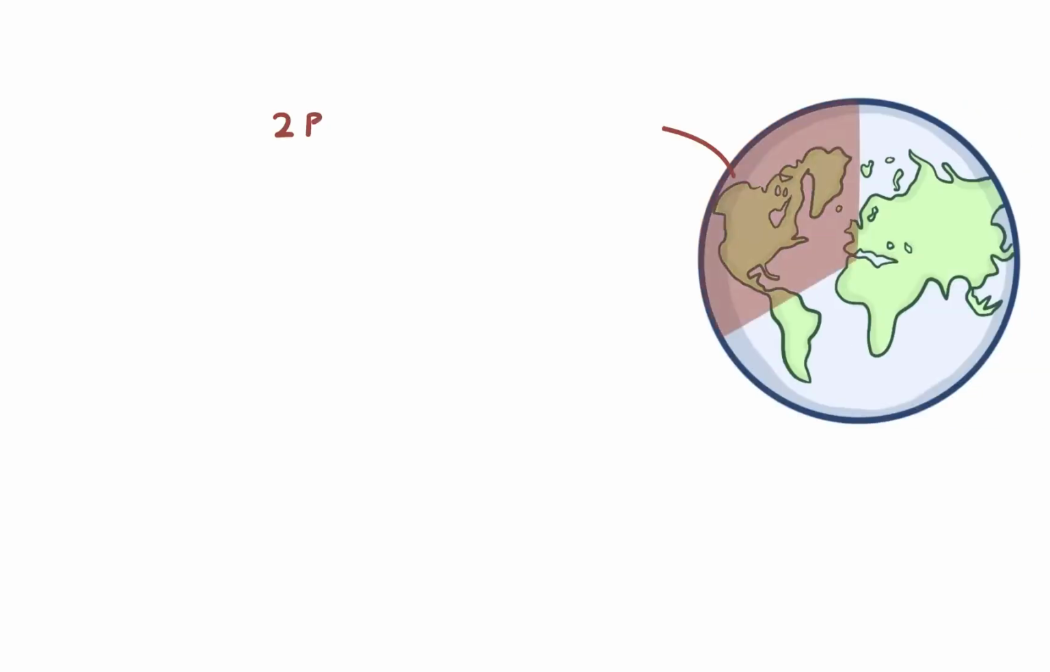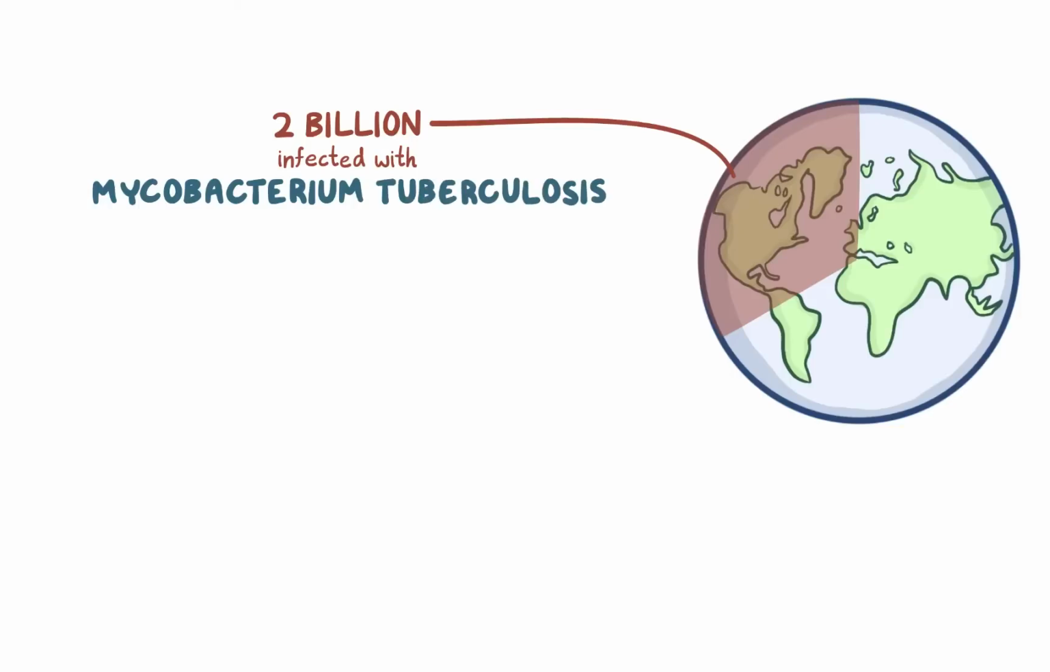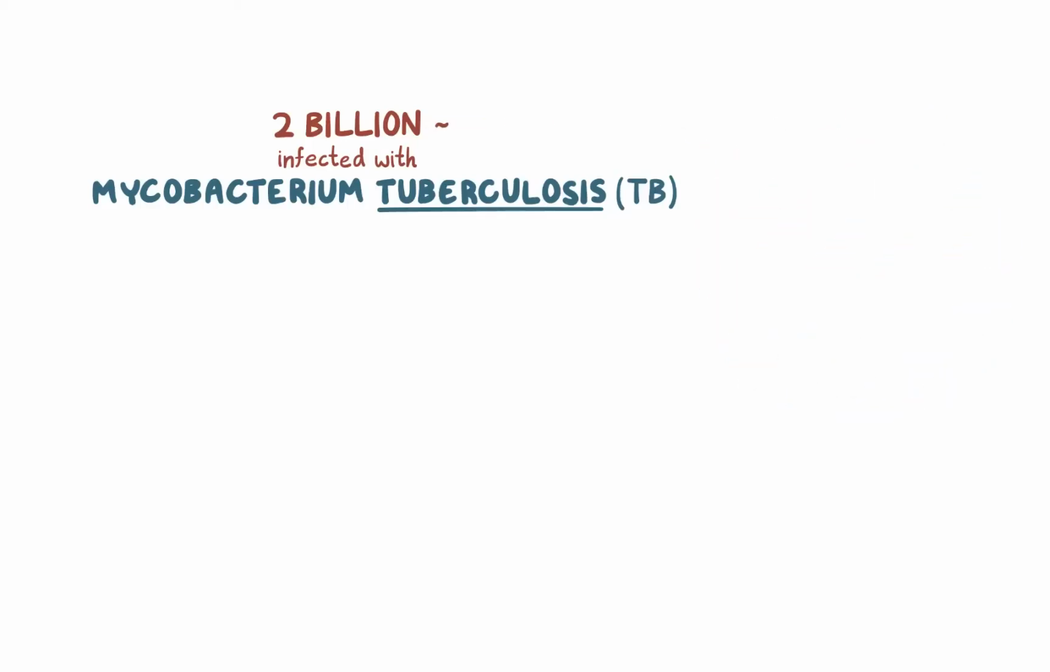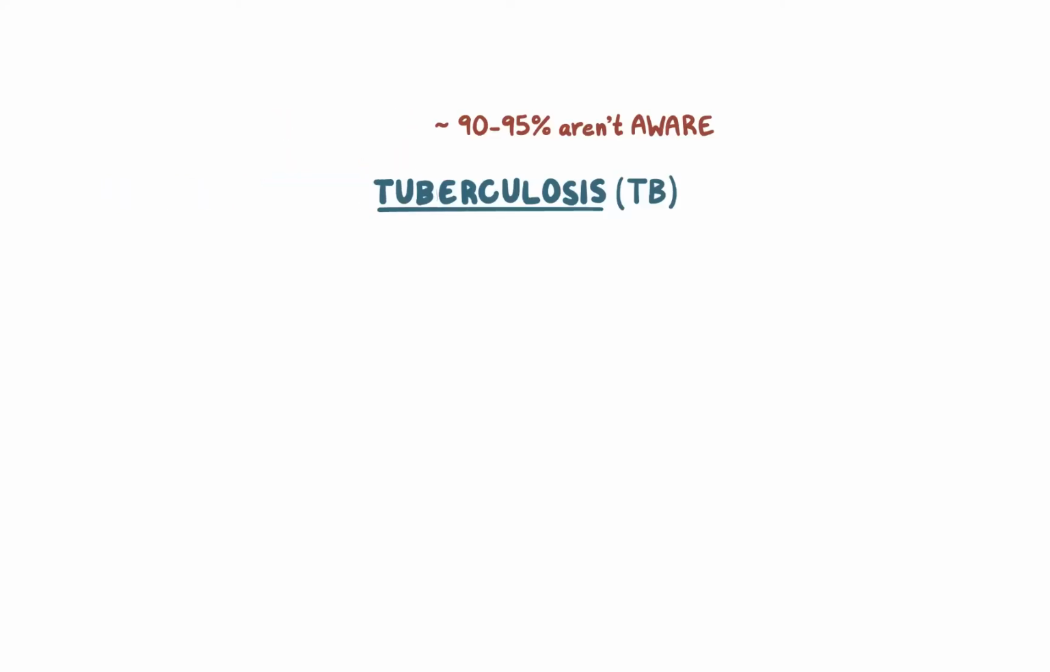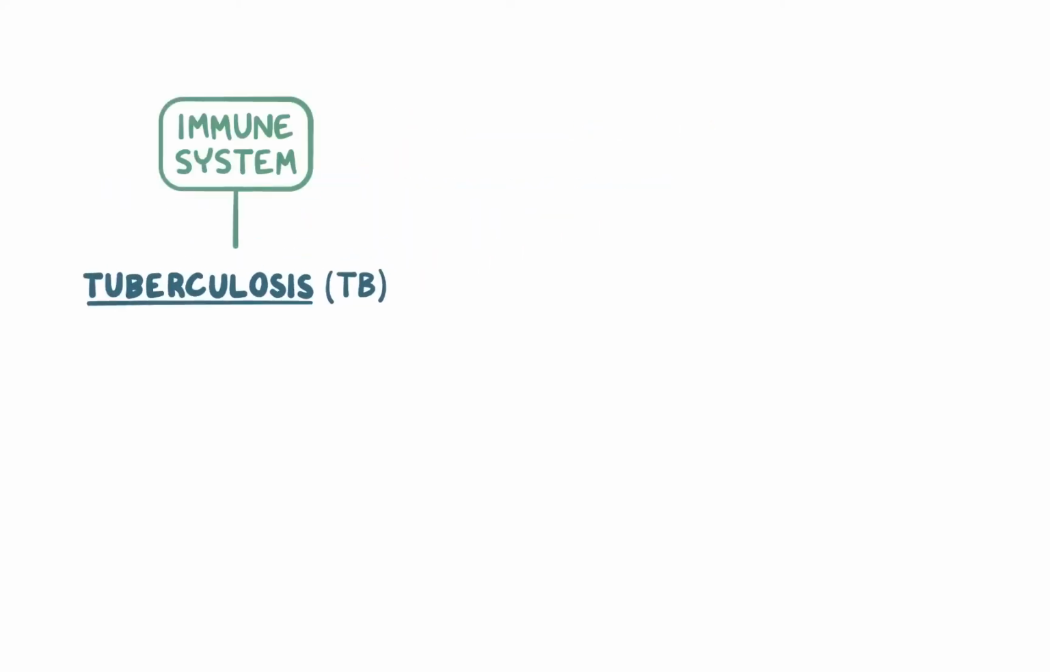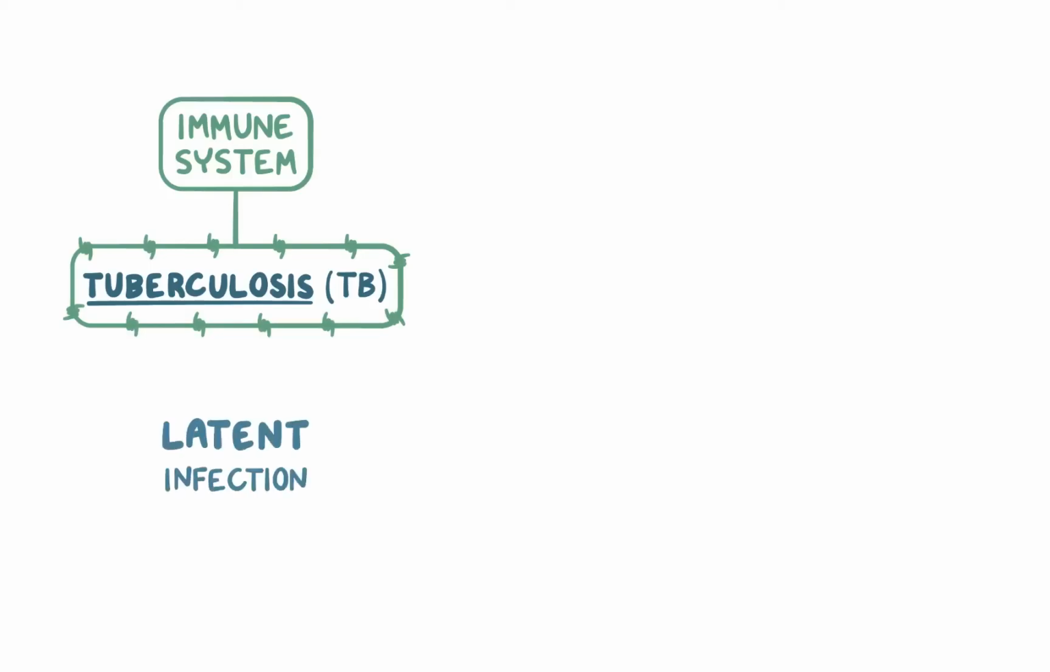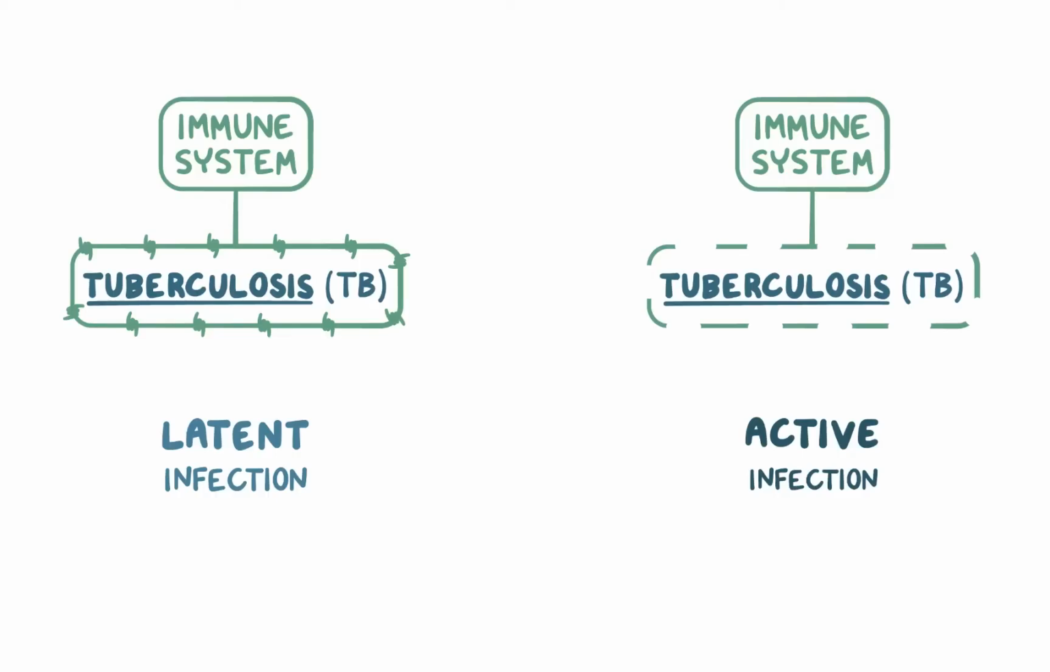It's estimated that about 2 billion people worldwide are infected with Mycobacterium tuberculosis, often just shortened to tuberculosis or simply TB. 2 billion is a ton of people, but even though they're infected, that doesn't mean that all these people have symptoms. The vast majority, about 90 to 95%, aren't even aware that they're infected. And this is because usually the immune system can contain it, such that it's not able to multiply. It often remains latent or dormant, as opposed to active, which usually causes symptoms and can be spread to others.